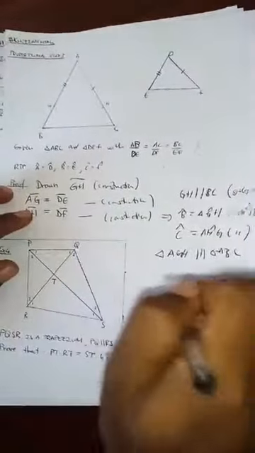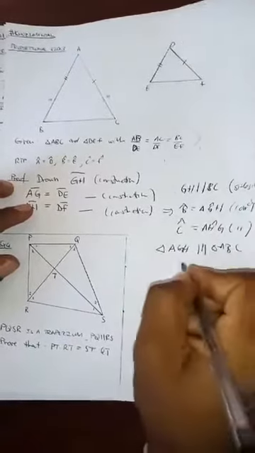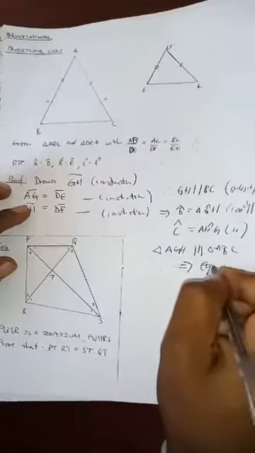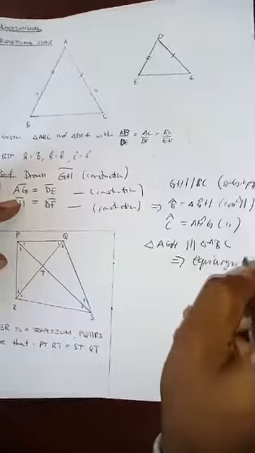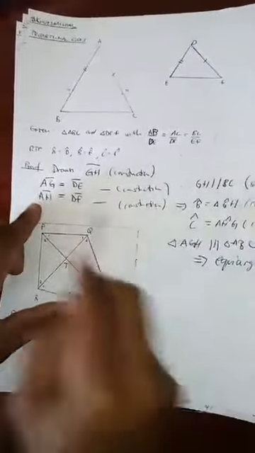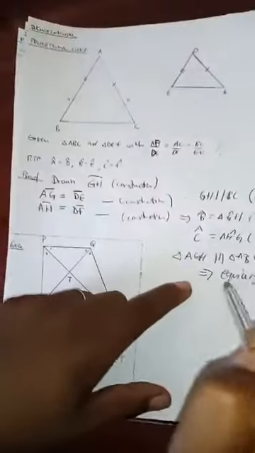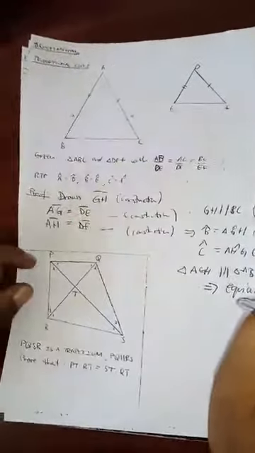So we've used this construction to show similarity, and if there is similarity, then this implies equiangularity in triangles. You understand? So we've shown that since we are given this, we can show that triangle AGH and triangle ABC are similar. Therefore, they must be equiangular.